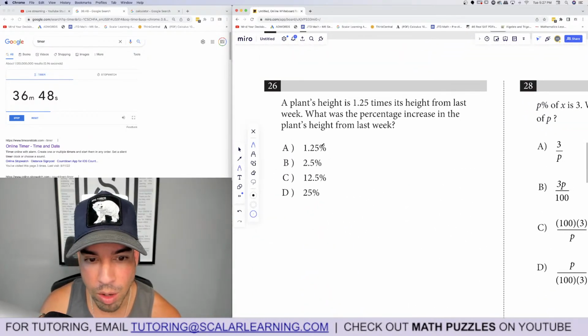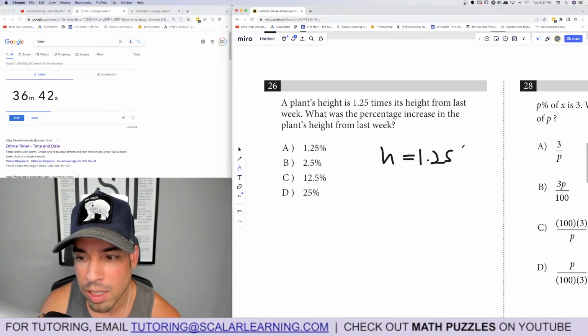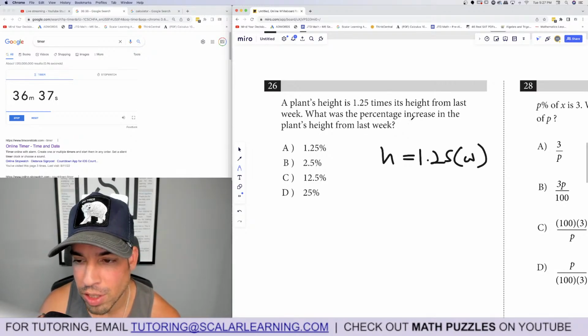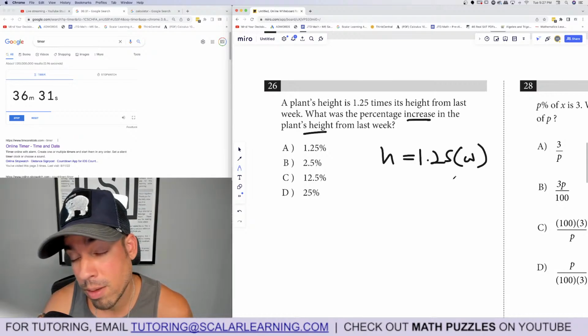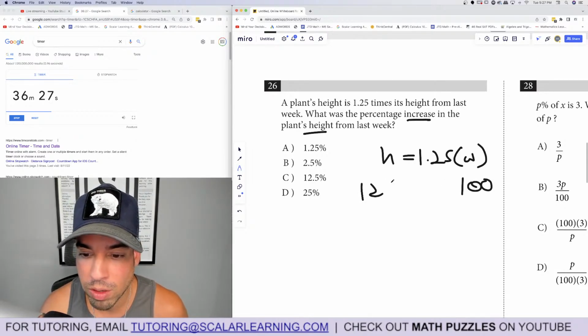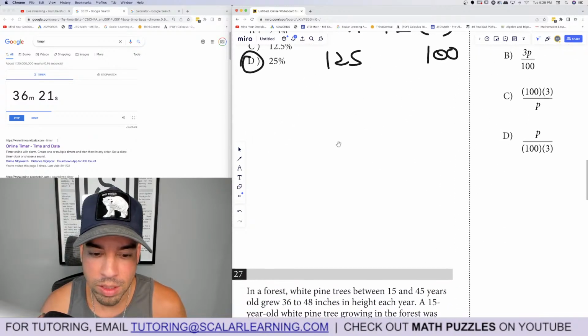26, okay, watch how I do this. A plant's height is 1.25 times its height from last week. What was the percentage increase in the plant's height from last week? Oh, I didn't even need an equation, but if it's 1.25 times, if you're not sure, you just say, well, let's pretend last week was 100. This week would be 125. What's that percent increase? It is 25%. Okay, 27.